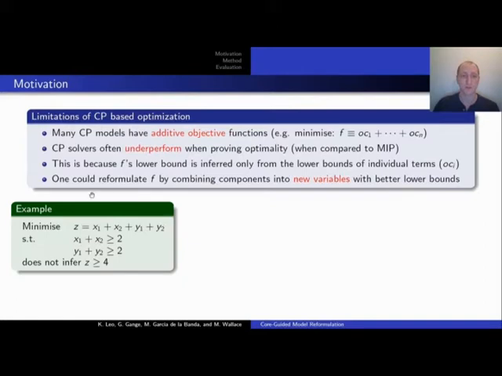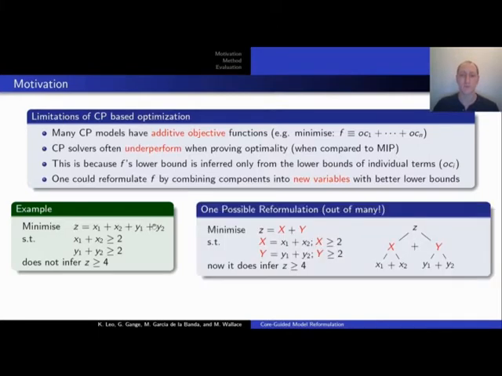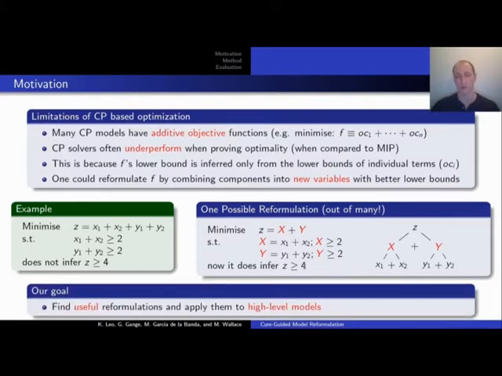As an example, we have this simple constraint program here, where a CP solver cannot, without performing some search, find a good bound for the objective variable z. One way we could help CP solvers is to introduce new variables that combine objective terms and provide better bounds for these combinations. And this particular reformulation allows a CP solver to infer that the lower bound on z should be 4. There are, of course, many different reformulations possible, and some are going to be better than others.